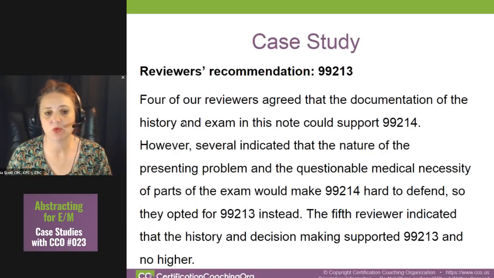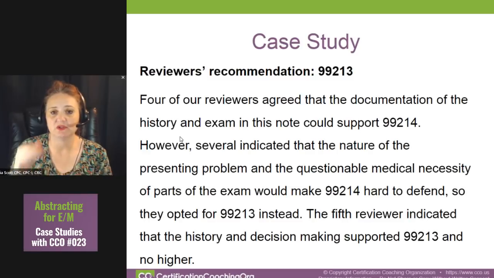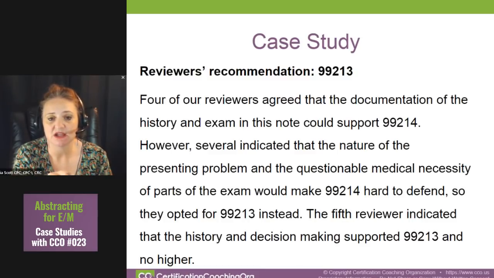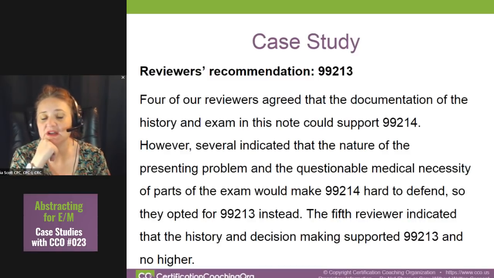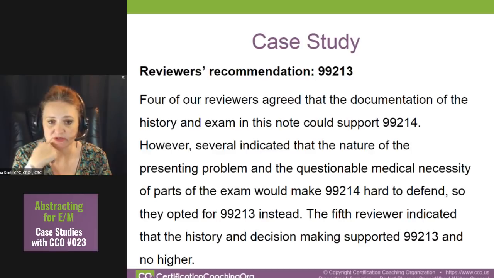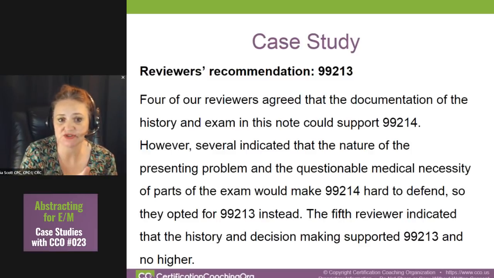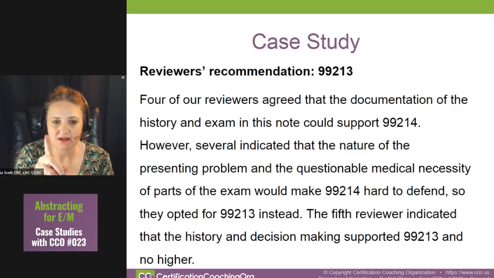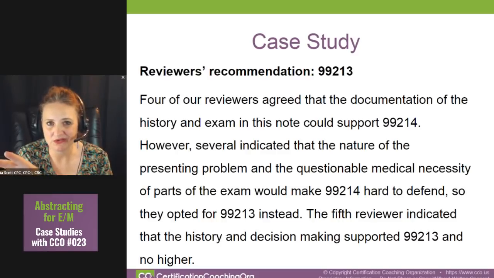So they asked more than one reviewer. They did 4 reviewers, and they decided that it's probably a 99213. So let's break down what they were thinking. 4 of them agreed that the documentation they could abstract for history and exam could give them a 99214. It could, because we have enough of that history and the exam, the stuff that we just talked about. But really, the presenting problem, and it's a cold, right?